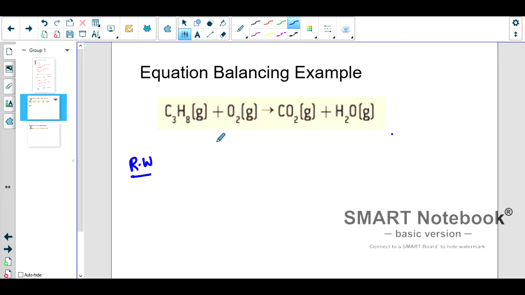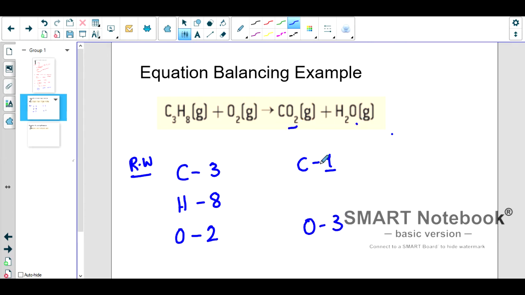How many carbons are there on the reactant side? We have 3 carbons, so put carbon 3. How many hydrogens? We have 8 hydrogens. And how many oxygens on the reactant side? 2 oxygens. On the product side, we have 1 carbon. Oxygens: 2 here, 1 here, so oxygens are 3. And hydrogens are 2. If your equation is balanced, carbon will be equal to carbon, hydrogen to hydrogen, and oxygen to oxygen. If they are not equal, then the equation is not balanced.